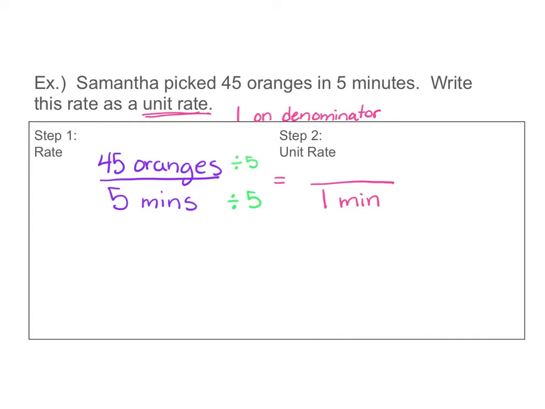So 45 oranges divided by 5 is 9 oranges. So what this means is that Samantha picked 9 oranges in 1 minute. The question actually asks, write this as a unit rate. So the unit rate is 9 oranges in 1 minute. Let's go on to the next problem.